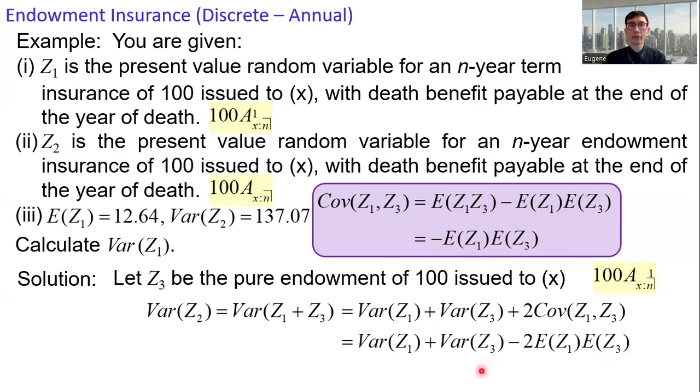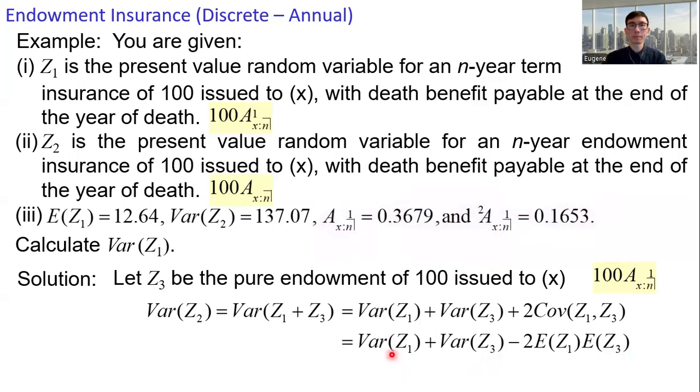We need to get the variance of Z1. We have the variance of Z2, which is 137.07. And then we need to get the variance of Z3 and the expected value of Z3. We already have the expected value of Z1. This is given.